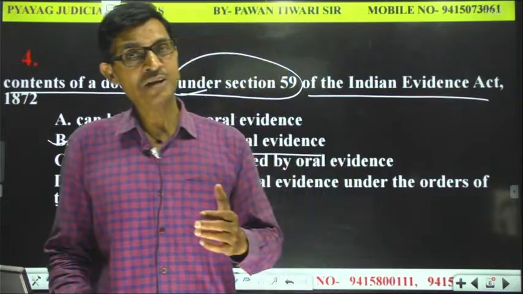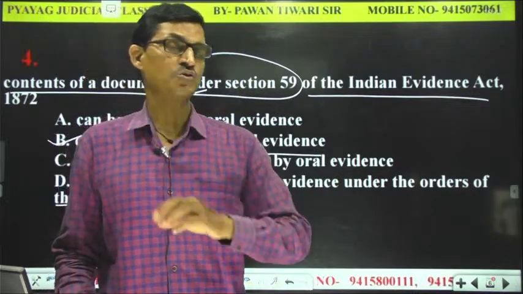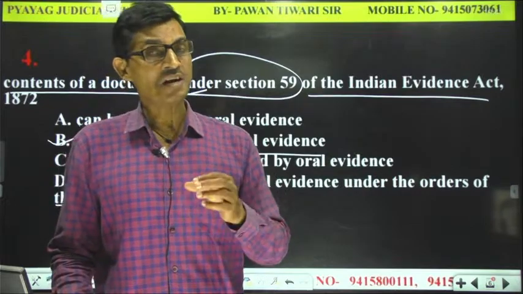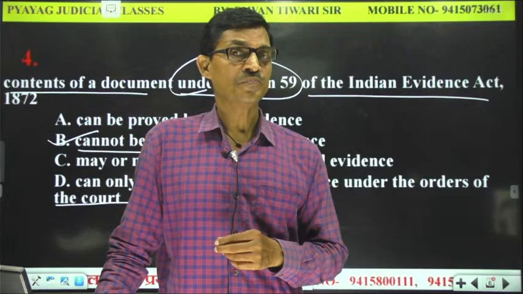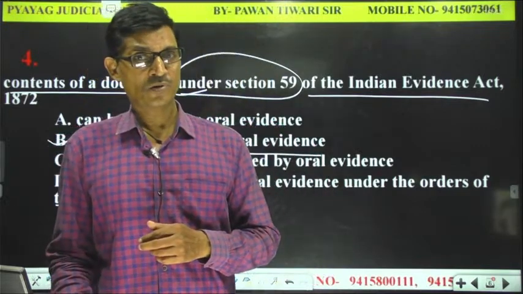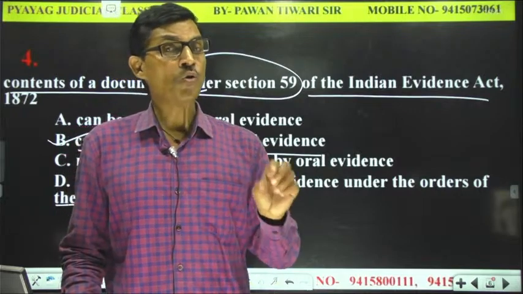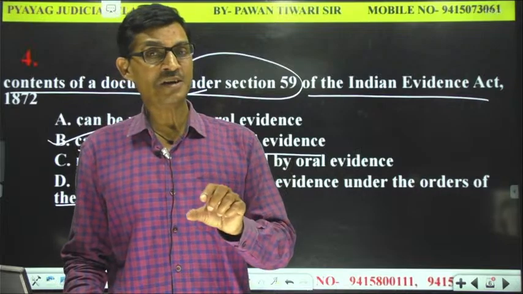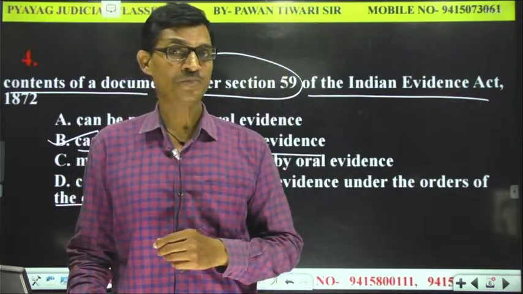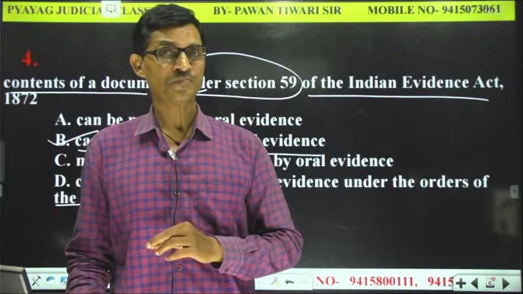What is primary evidence? Primary evidence is defined in section 62, whereas secondary evidence is defined in section 63. What type of evidences are known as secondary evidence? What type of evidences are known as primary evidence? Section 62, section 63.